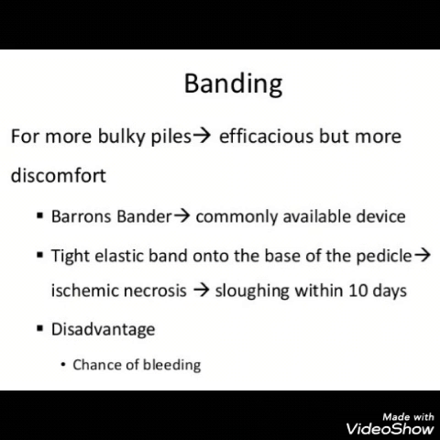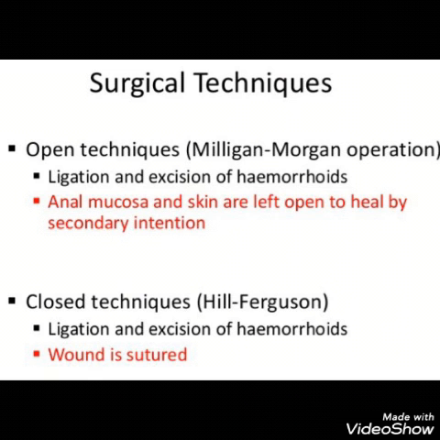Second procedure is Barron's band application. It is indicated for grade 2 and grade 3 hemorrhoids, wherein bands are applied at the neck of the hemorrhoids. It causes necrosis and thus piles get fibrosed. One or two can be banded at a time. Disadvantage is that it results in bleeding. Third procedure is cryosurgery, where liquid nitrogen is applied to pile masses, which coagulates the tissue. The procedure is painless and there will be continuous mucus discharge for 3 to 4 weeks.